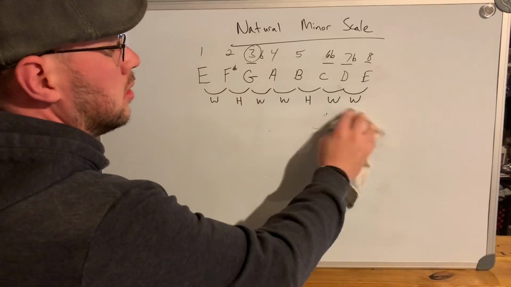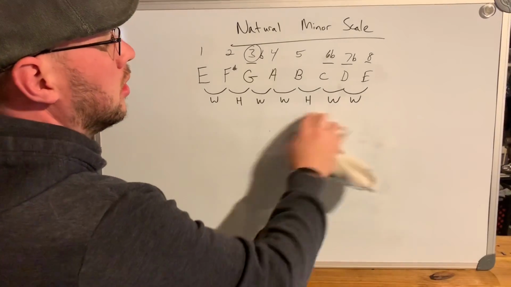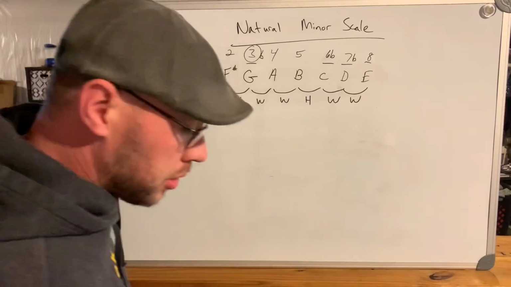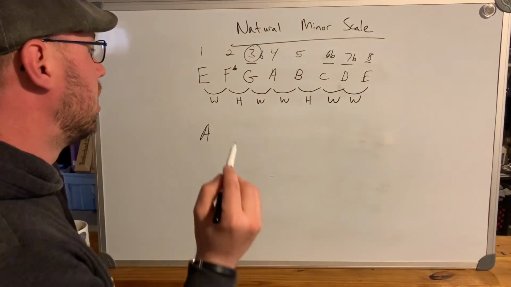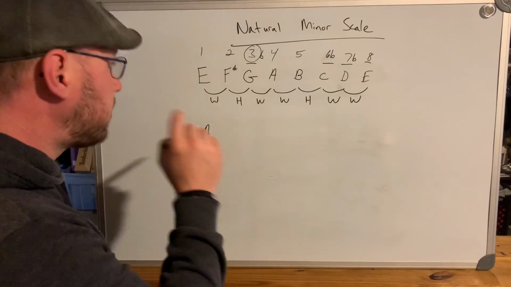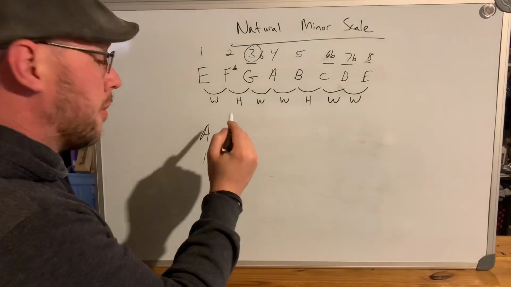Let's do another easy one. Let's go with the A minor, which is also key of C major. Little tip. Let's do the A minor scale. So you got an A for your root. That's your 1. You're gonna go a whole step. So you're gonna have a B.